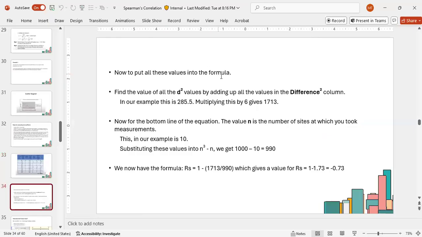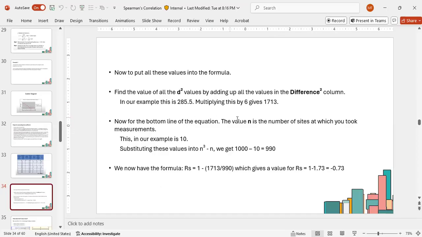Now to put all of these values into the formula, find the value of d square by adding up all the values of the difference square column, as we have already done. This value comes out to be 285.5. We multiply this value by 6, because you remember in this formula we had 1 minus 6 into the sum of d square. So this 6 represents that coefficient. This 6 multiplied by 285.5 gives the final answer of 1713.